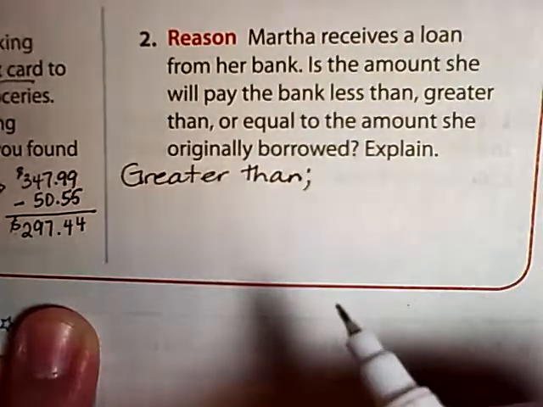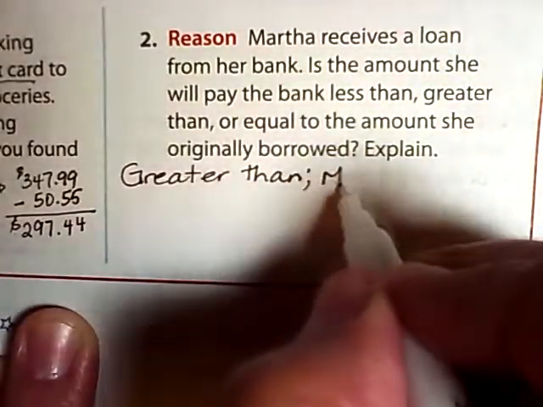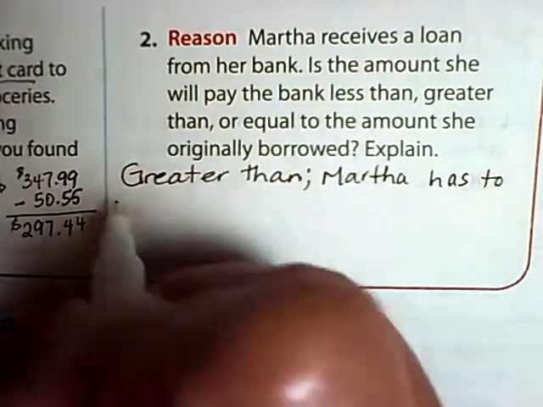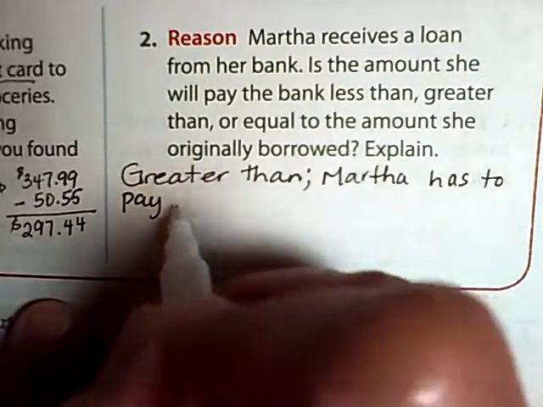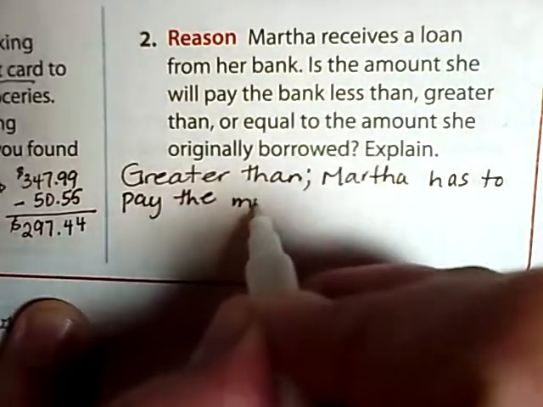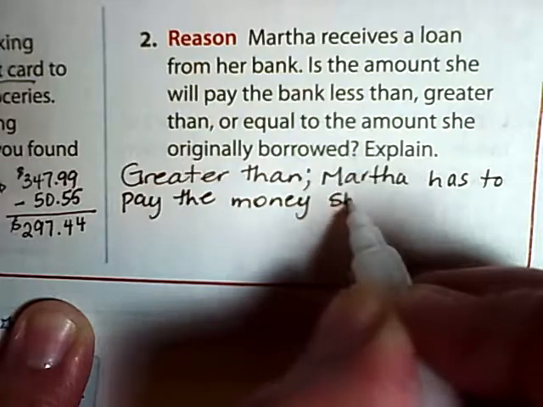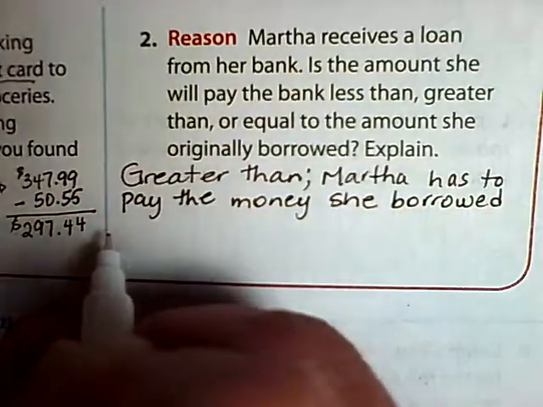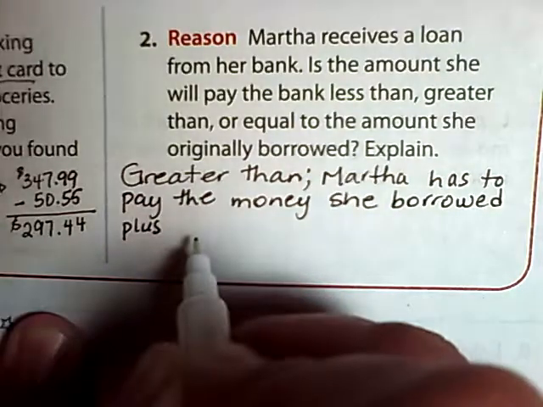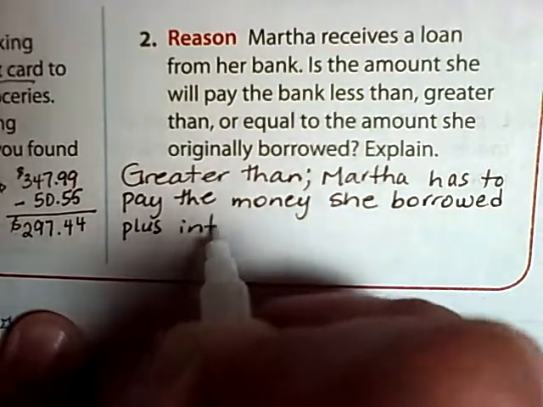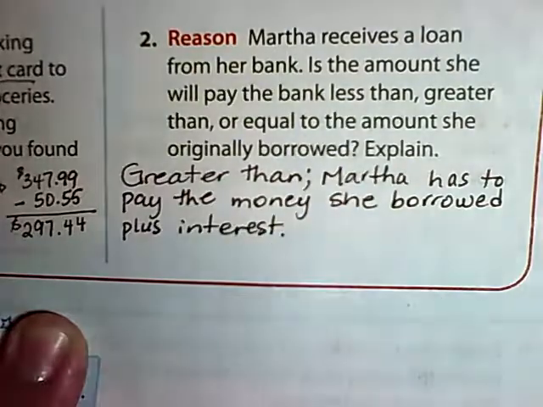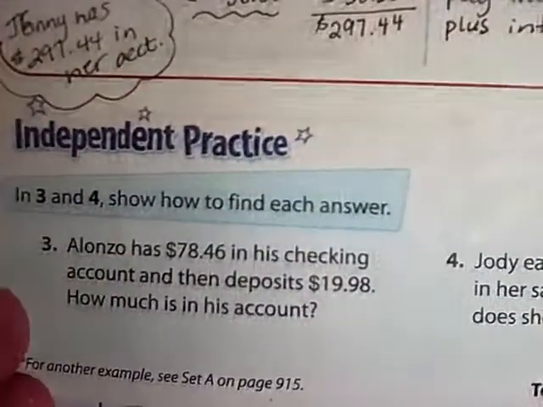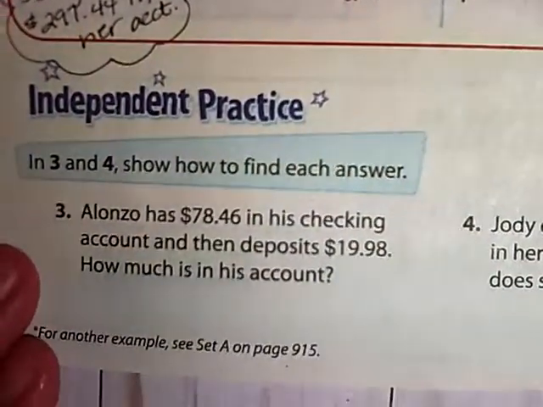And then here's our explanation. We're going to say that Martha, with an H, Martha has to pay the money she borrowed. Please don't misspell this word. She borrowed plus interest. Okay, pretty simple.